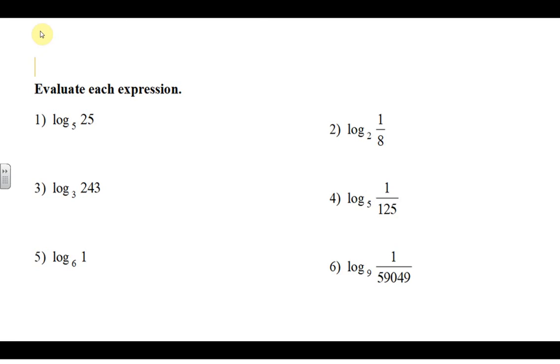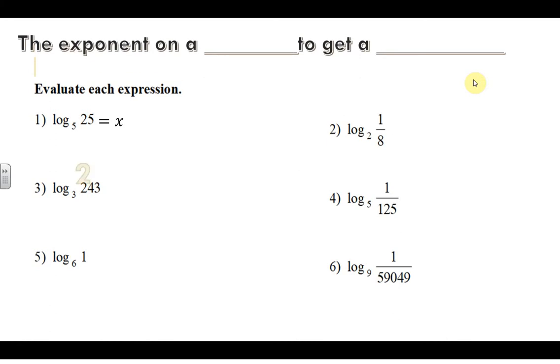So before we had an equal sign here. Now we don't. So now we're saying 5. Because remember, logs are exponents. When you see an expression like this, you should say in your head, the exponent on a 5 to get 25. The exponent on a 5 to get to 25 is 2.